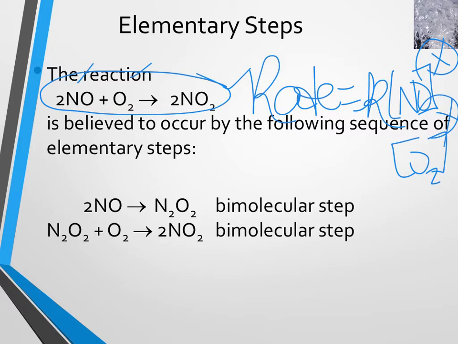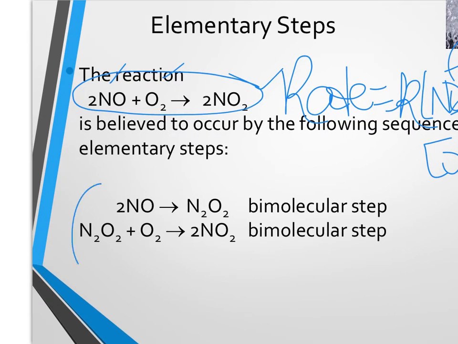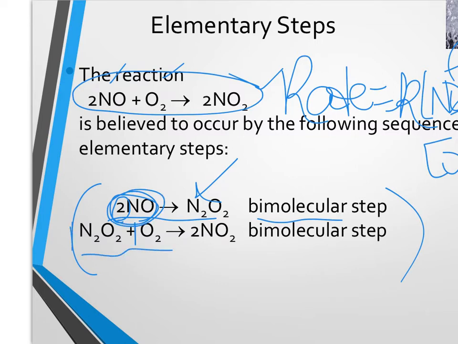However, if you are given the mechanism for this reaction, you can see it occurs in two steps, and they're called elementary steps. Both of these are bimolecular elementary steps because they each have two reactants. There are two nitrogen monoxides in the first one, and there's one N2O2 and one O2 in the second. So we could write rate laws directly, remember, from each of the elementary steps.